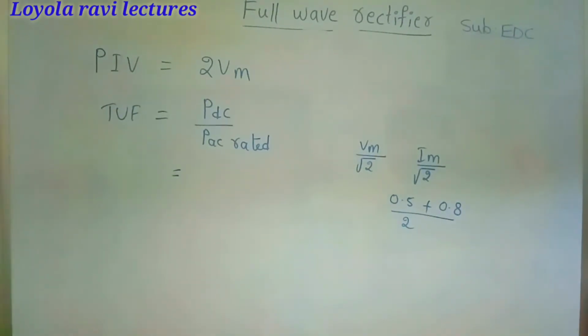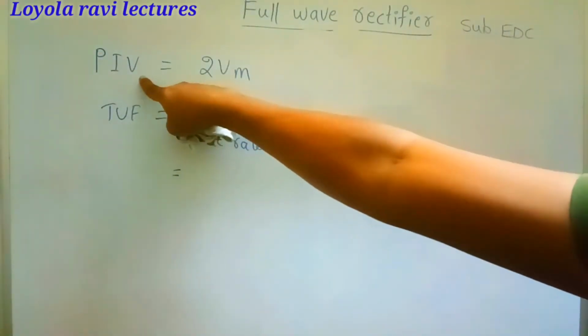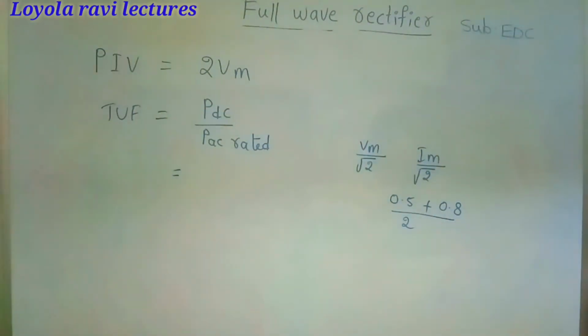Then we can go for the next parameter, peak inverse voltage. Peak inverse voltage is nothing but the voltage at which the diode cannot conduct. That is the peak inverse voltage.